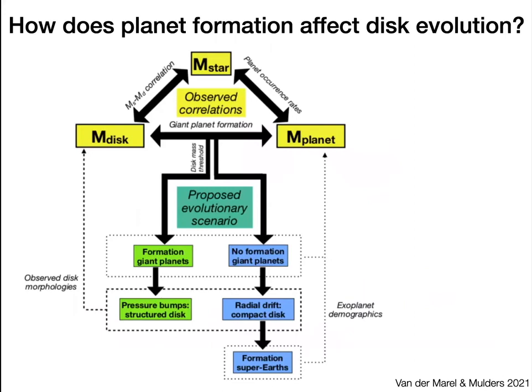And this leads us to a hypothesis where we connect the known correlations between stellar mass, disk mass, and exoplanets, and explain this in a framework of how giant planet formation impacts disk evolution and exoplanet formation. So there are two scenarios. One is where a giant planet forms, and one is where a giant planet doesn't form. In case the giant planet forms, it creates a structure in a disk and prevents the dust from drifting in, so we can observe a massive structured disk that also has a giant planet in it. On the other hand, if a giant planet doesn't form, there are no pressure bumps and the dust will drift inwards, creating a compact disk that could form super Earths, and this will lead to the observed dependence between stellar mass and close-in planets.